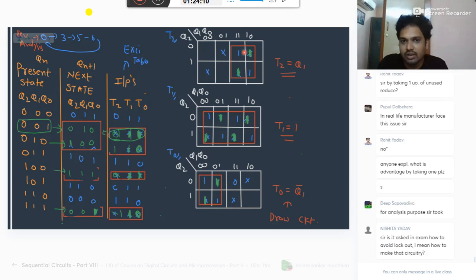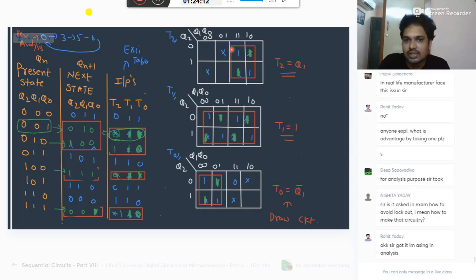I have not accidentally taken this as 1. It is in your design, it is there. According to your design, whatever is inside this quad is 1 for you. Outside the quad are zeros for you.